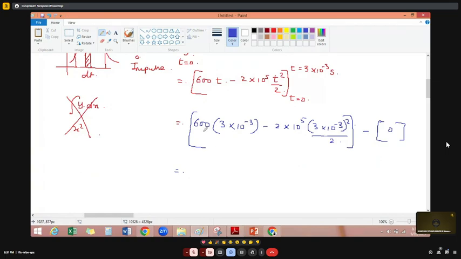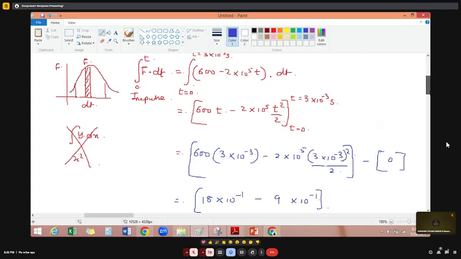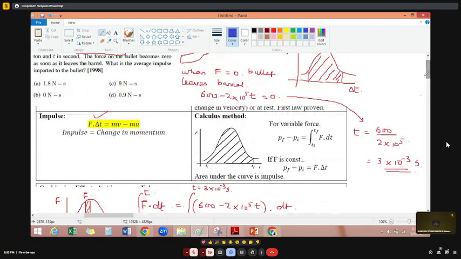So 10 power minus 3, 2 zeros, so 10 power minus 1. So this will become 18 into 10 power minus 1. This will be 2, 2 cancels. 10 power minus 6 and 10 power 5, 10 power minus 1. 3 squared, it will be 9. So 9 into 10 power minus 1. 18 minus 9, it will be 9. So 9 into 10 power minus 1. So 0.9. Impulse means Newton second. So 0.9, do I have that option? Yeah.